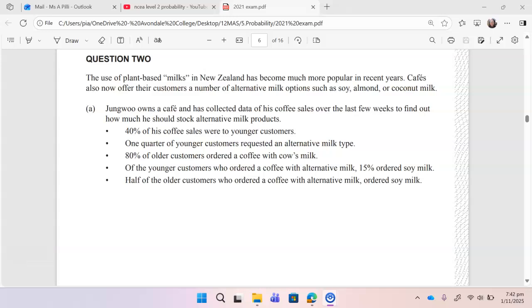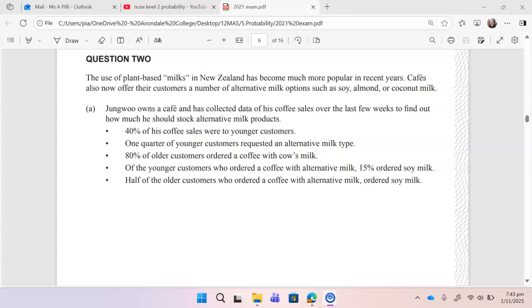Okay, so this is a tree diagram question from the 2021 exam. How do you know that it's a tree diagram question? Well, it's not going to have a table or any wording that suggests that it's a normal distribution, like mean and standard deviation.